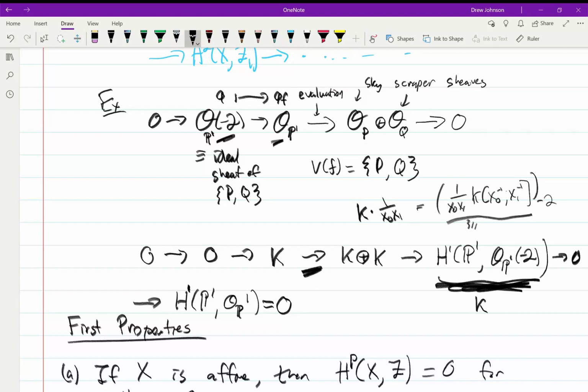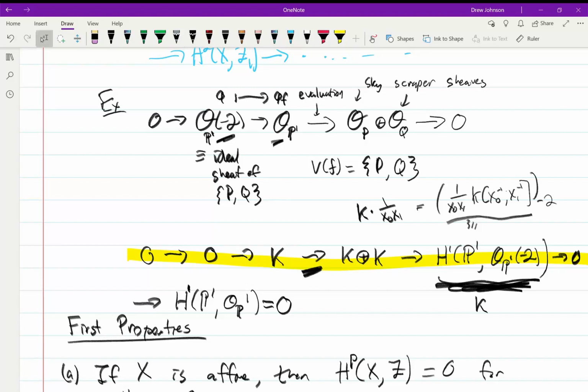I mean, it's possible that you get a 0 and then you have more groups later, but if you're interested in what's happened with the global sections, then once you get to a 0, you can stop there and you just have an exact sequence right here. So it's k mapping to k plus k mapping to k, and that makes sense. That's an exact sequence.